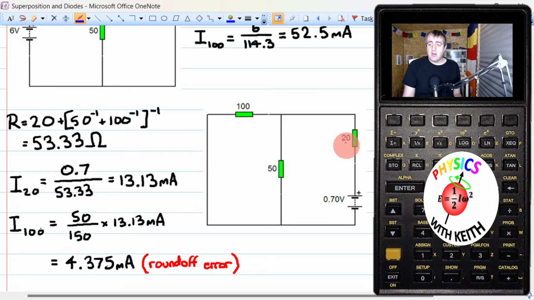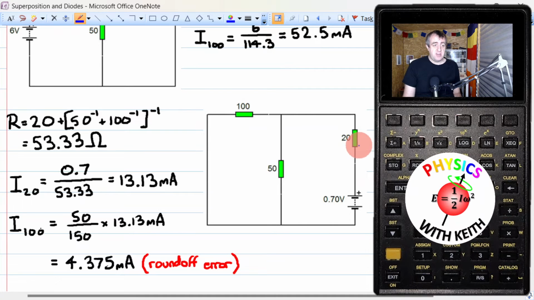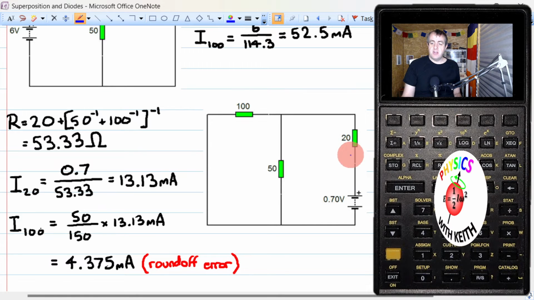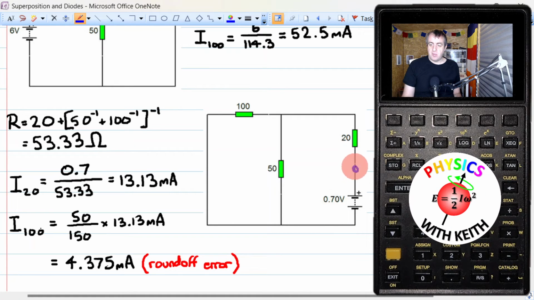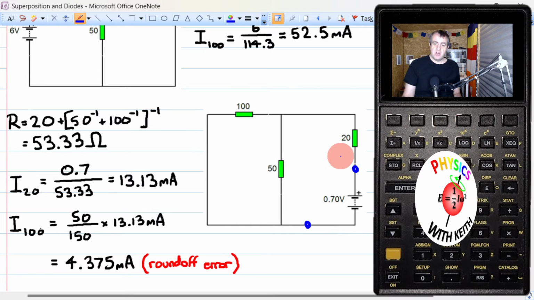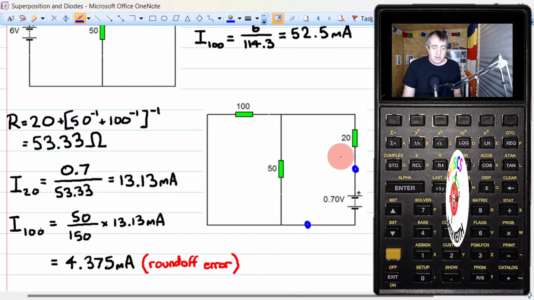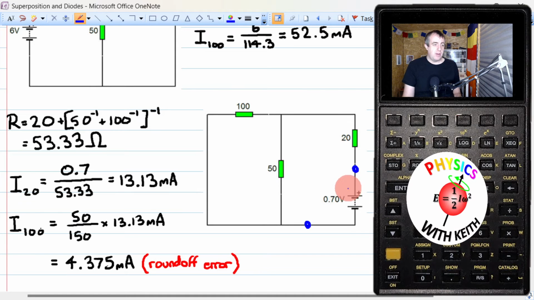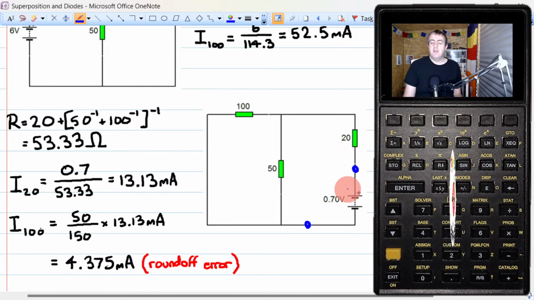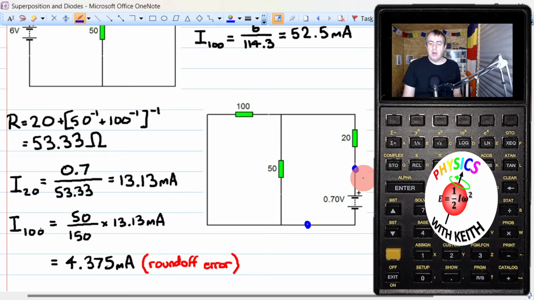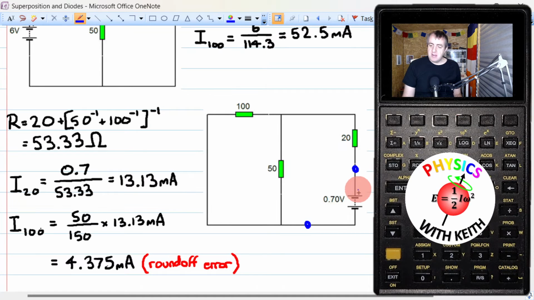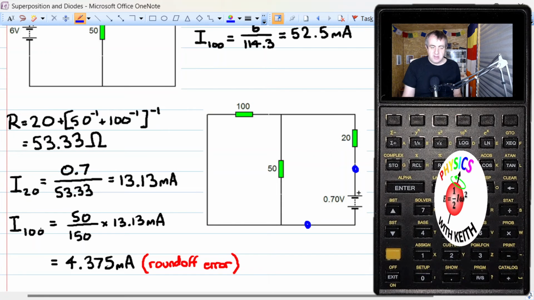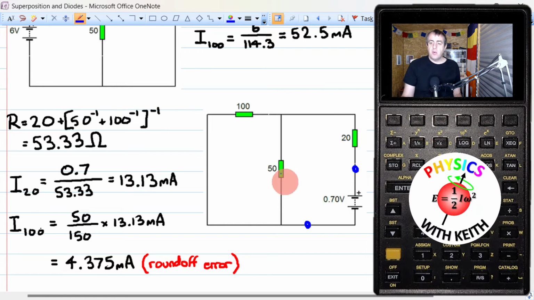Fine, whatever, you've got that. Calculate the current through the 20 ohm resistor. So that's going to be 0.7 volts divided by the resistance of the network between this point and this point, which we've already decided is 53.33 ohms. And that gives you the current through the power supply is 13.13 milliamperes, near enough, rounded there, which is going to be the same as the current through the 20 ohm resistor, which is why I've labelled it I20. So what's I100?